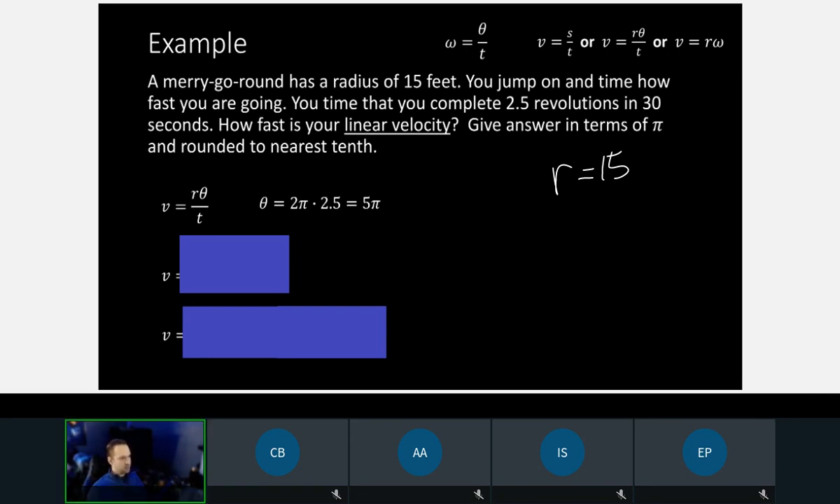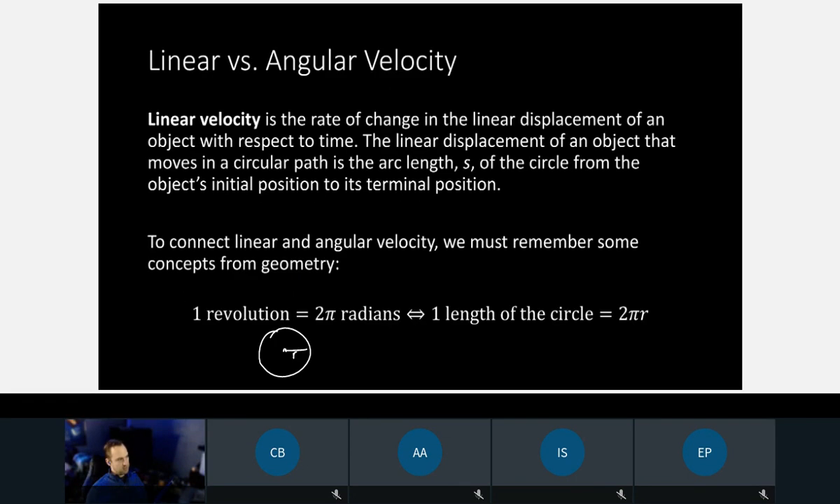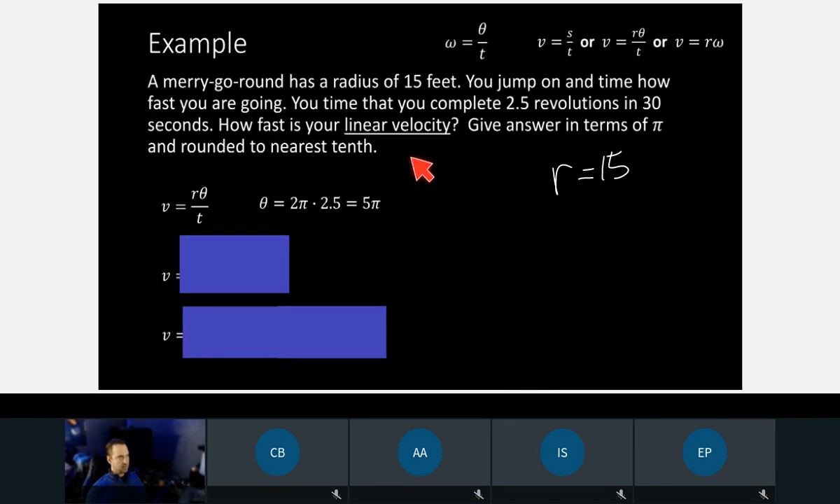And that goes back to this page here that some people were not paying attention to. One revolution is 2 pi. One revolution is 2 pi radians. Coming back to here, it says 2.5 revolutions. So we take 2.5 times 2 pi, and that's the total angle traveled. Good so far?